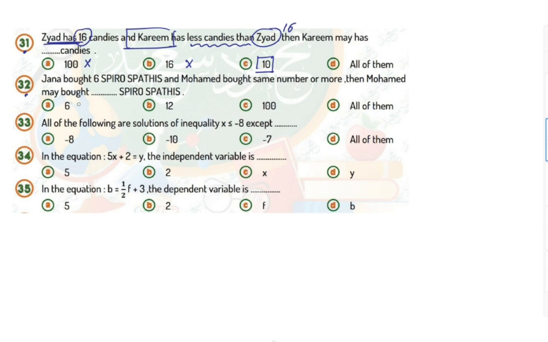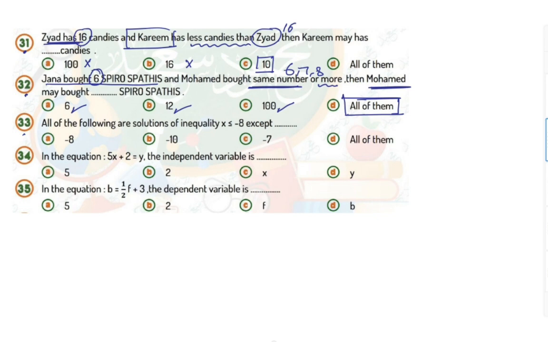Question 32. Jana put 6 spheros patas and Muhammad put the same number or more. Then Muhammad may put what number of spheros patas? Note with me. Jana put 6 and Muhammad put the same number, so maybe 6 or more than 6: 6, 7, 8 and so on. Maybe 6, yes. Maybe 12, yes, 12 is more than 6. 100, yes. So all of these 3 choices are correct, so I will choose all of them.